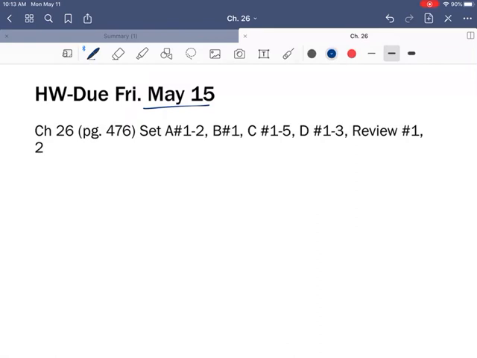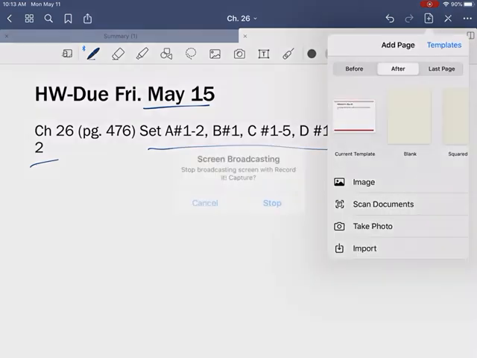It's due Friday, May 15th. You want to get it done as quickly as possible because our final is the 22nd. So you need to get the homework done quickly so you can start preparing for the final, because our final is not going to be open note, open book. It's all going to have to be memorized except for the formula sheet you'll be given.